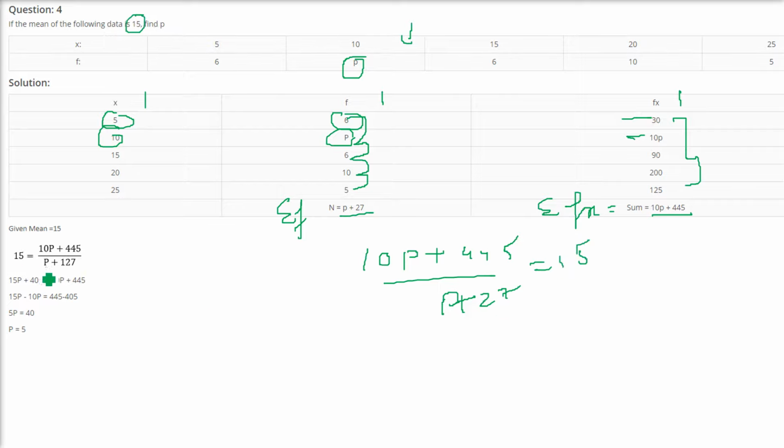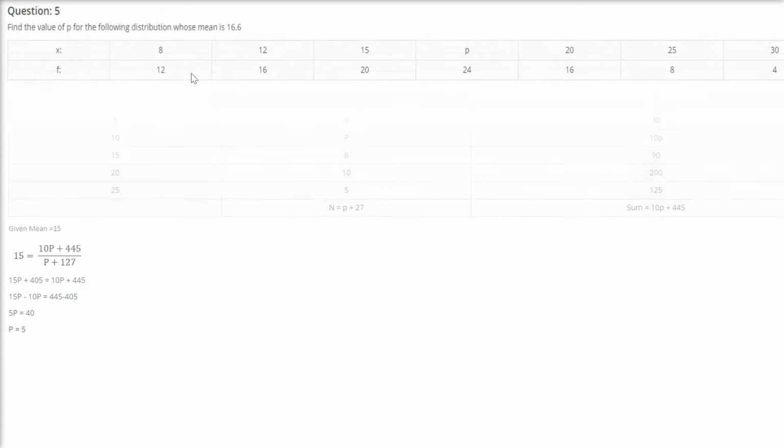So we multiply this p plus 27 by 15, and then we take p on one side and the constant on the other side, and we get p equal to 5. We have to find the value of p.